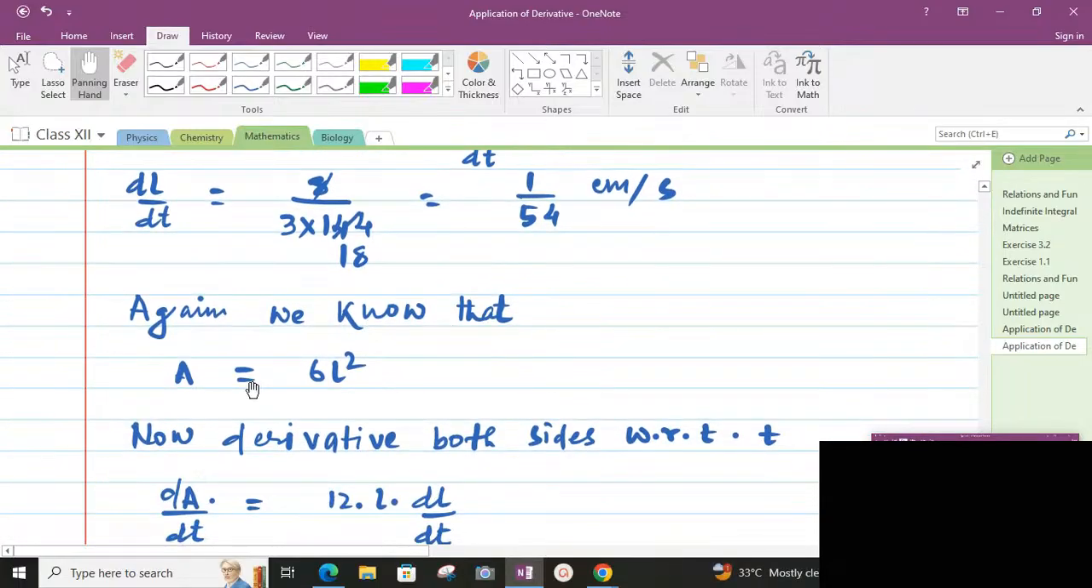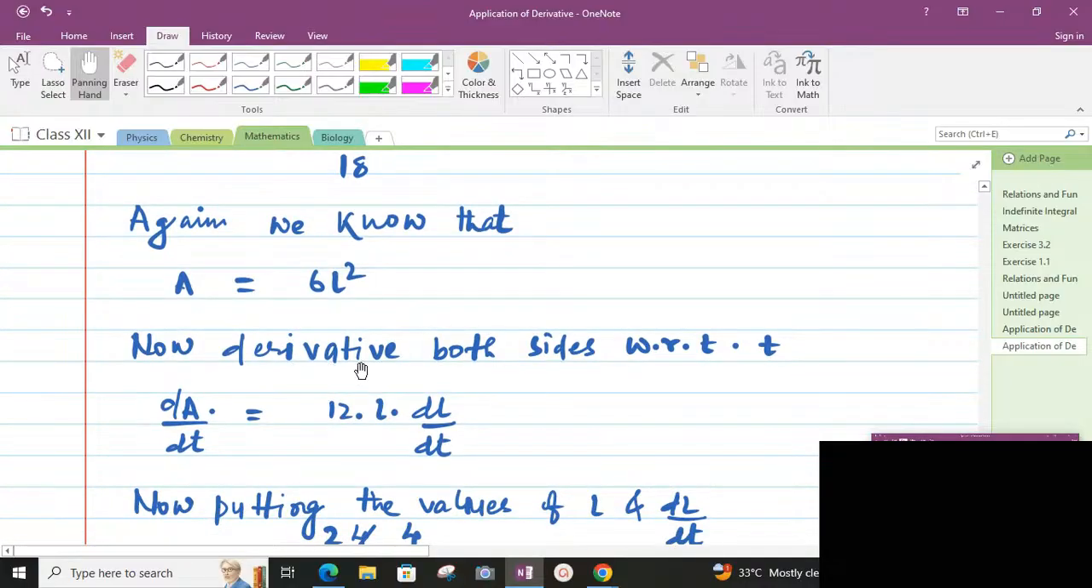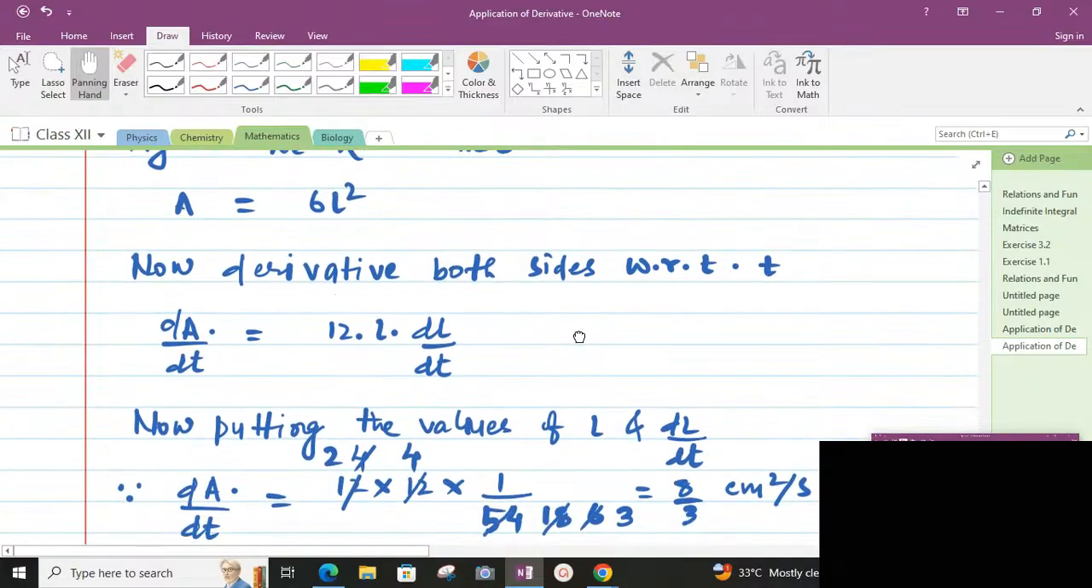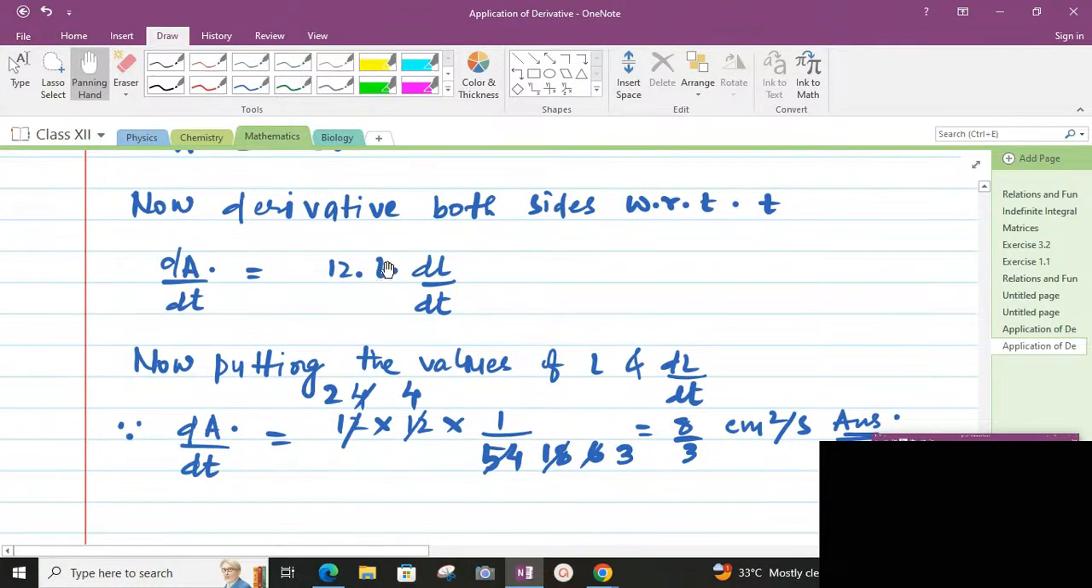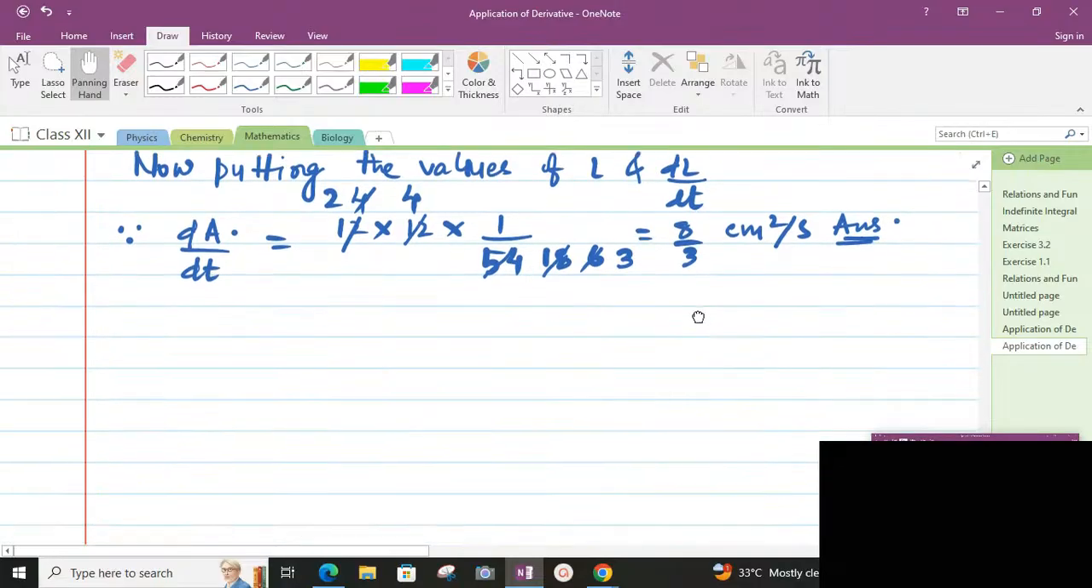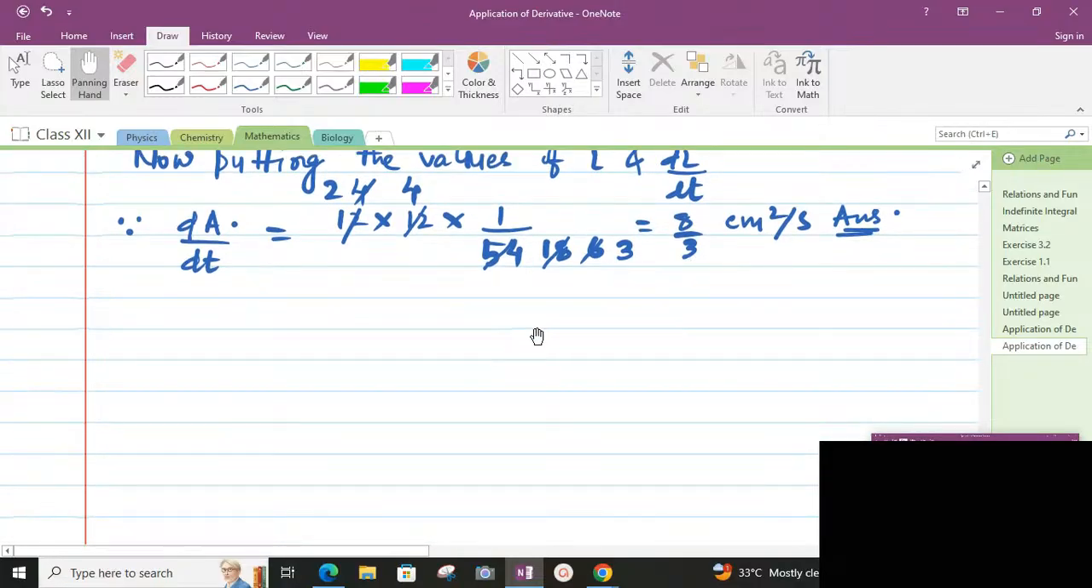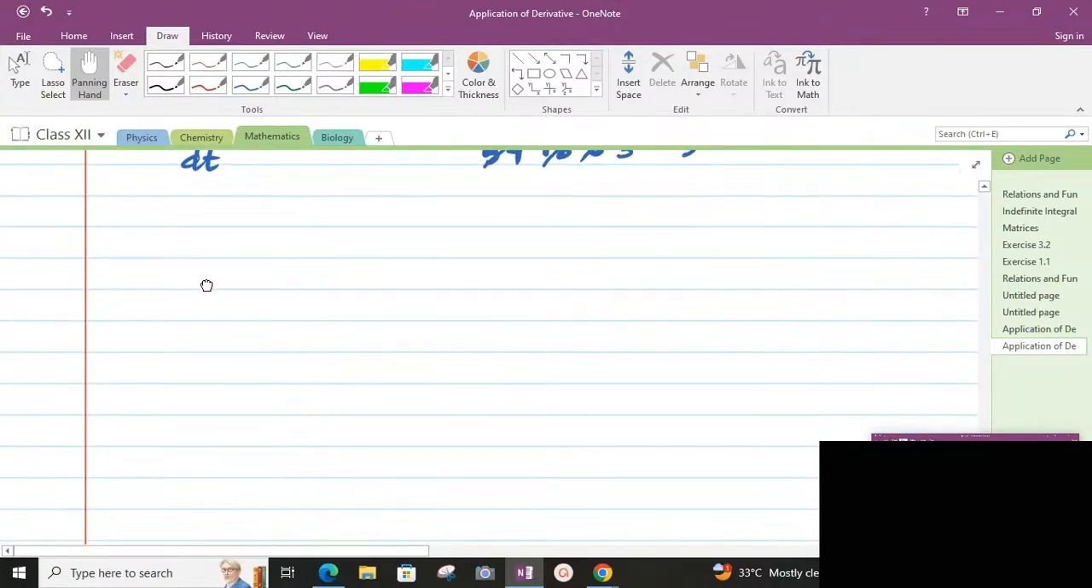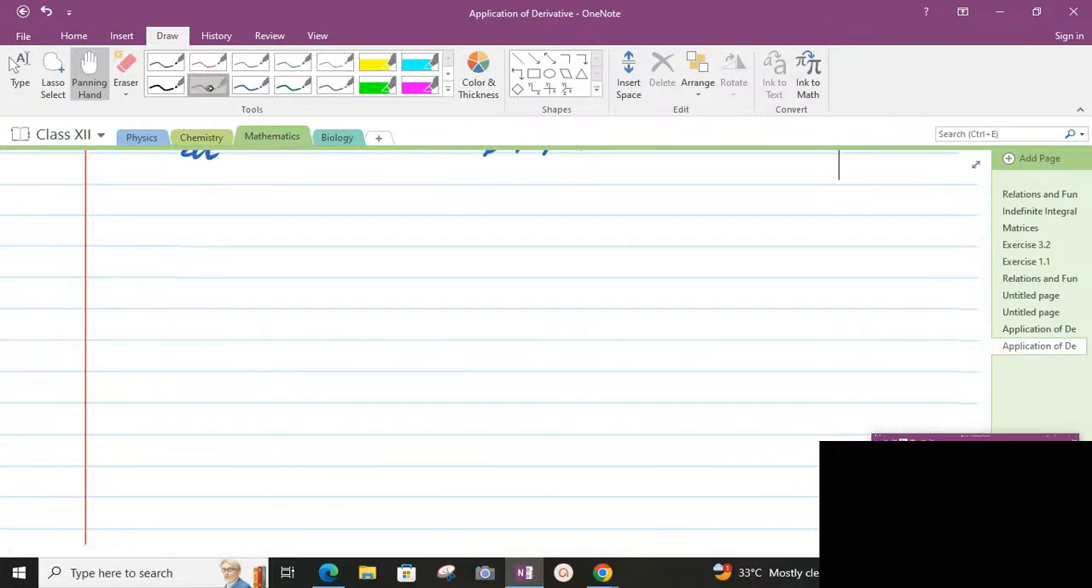Again, we recall that the formula is A equals 6L². Now we take the derivative of both sides with respect to t. Then we get dA/dt equals 12L into dL/dt. Now putting the values of L and dL/dt, after simple calculation, we get 8 by 3 centimeter square per second. Hope there is no problem understanding the solution of this question. Let's see question number 3.